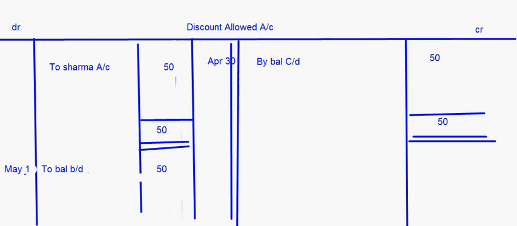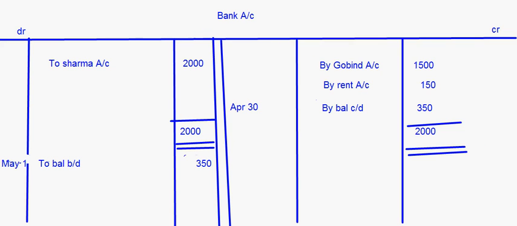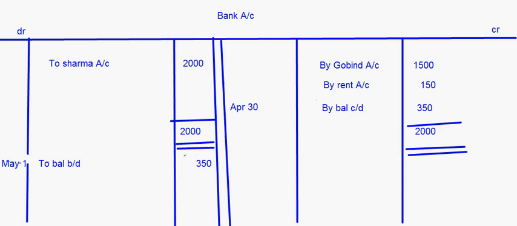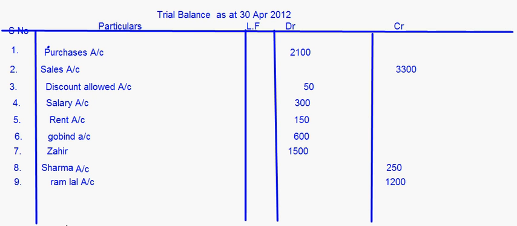And then bank account has a debit balance of 350 and cash account has a credit balance of 300. Okay, so here I'll write bank account has a debit balance of 350 rupees, right? And cash account has a credit balance of 300 rupees. That's all, right? These are the 11 accounts that we prepared.